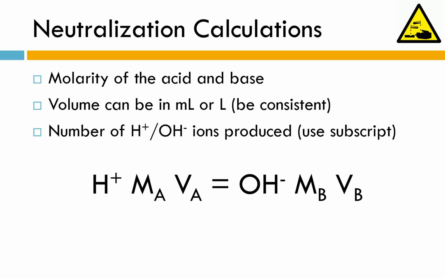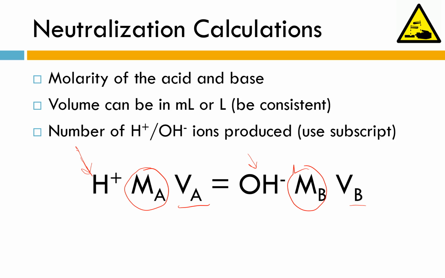So just to make sure we're all on the same page, MA and MB are the molarity of the acid and the base respectively. VA and VB are the volume of the acid and base being used. Again, milliliters or liters are fine. I'd say in most cases it's going to be expressed in milliliters. Just leave it so that you're not making careless mistakes converting. And then finally, the part that's a little bit tricky is trying to figure out the number of H+ ions produced by the acid and the number of OH- ions produced by the base.